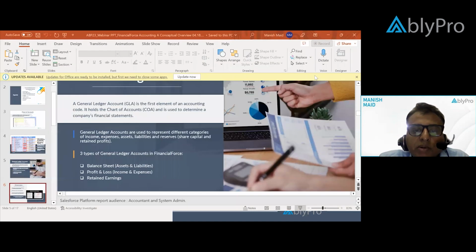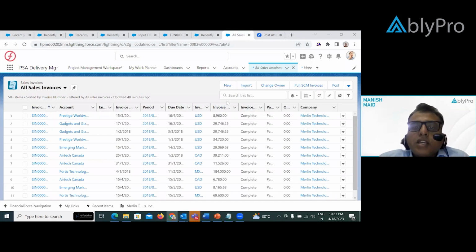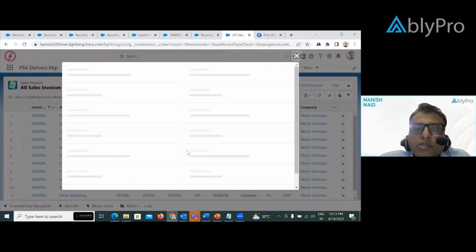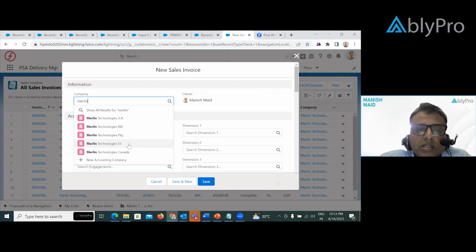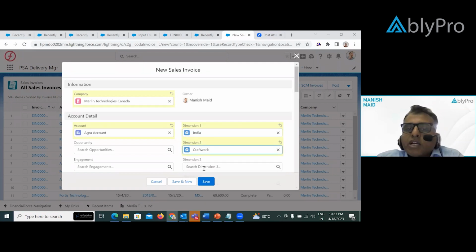If I can show you something, I'll try my best to show you here. So this is a sales invoice here. When we are creating a new sales invoice, I'll show you how the dimensions are being captured here. You see, you can select the company, just for the example I'm taking here, and you can select any account here. And you can select the dimensions. Dimension 1 is region, dimension 2 is practice, and finally you have a group.